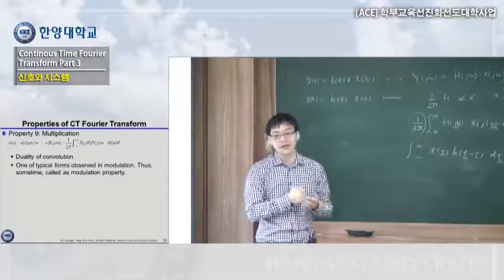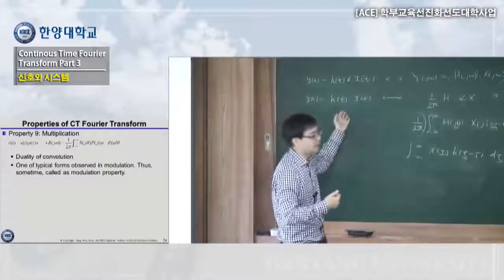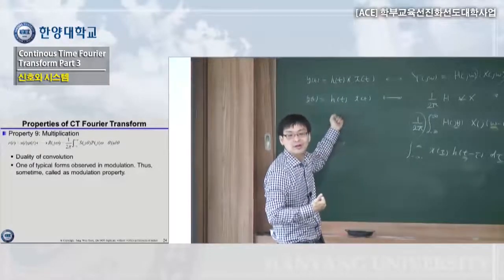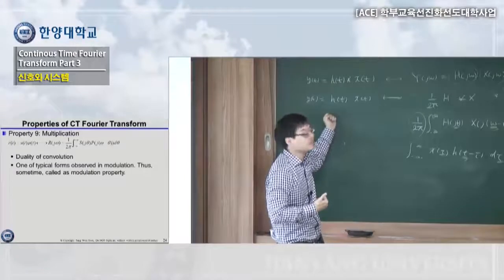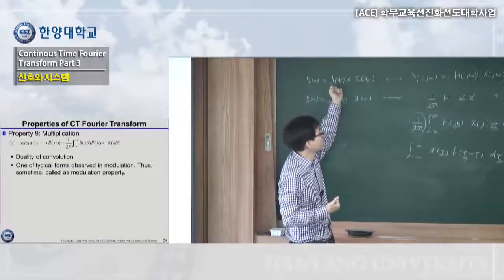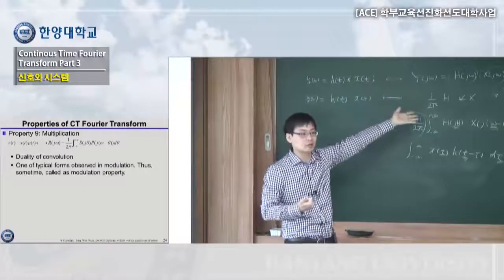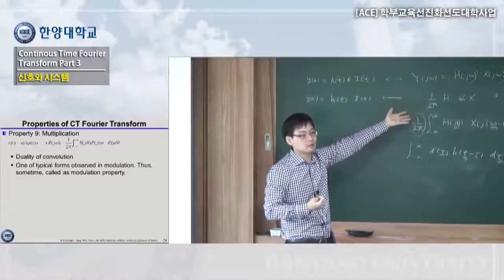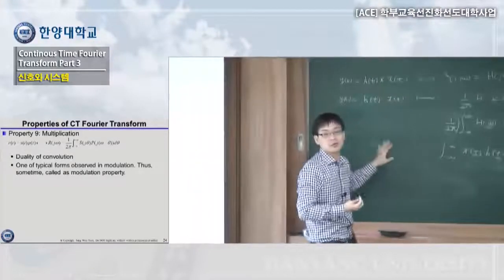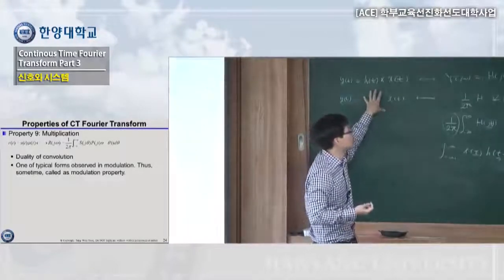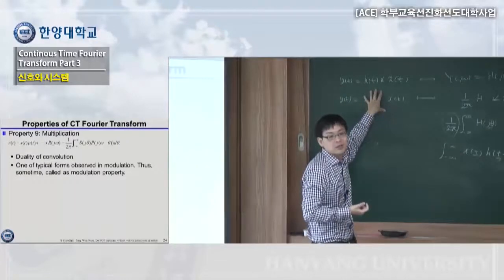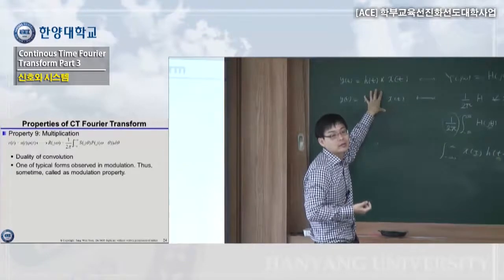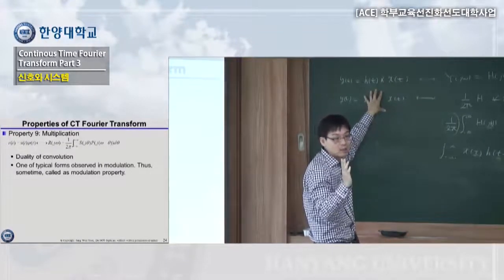So you can find out that if you have multiplication in the time domain, it's better to do it there, right? If you have convolution in the time domain, you had better change to frequency. But sometimes you have to calculate in frequency, because this one is very often observed in communication systems. In communication systems, we try to shift the frequency.